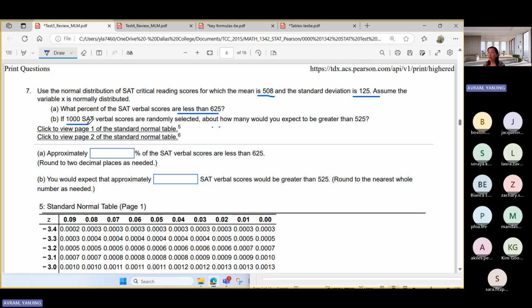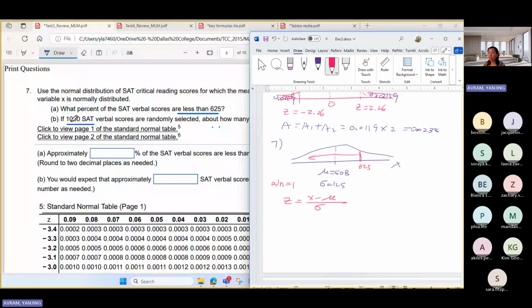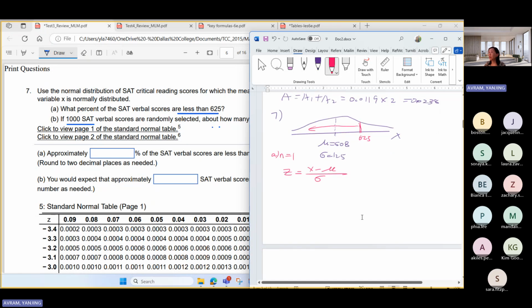You have 1,000 SAT verbal scores randomly selected. How many of them are expected to be greater than? Greater than will be the area to the right. So for the second one, n will be 1,000. The first one didn't tell you the n, and when it doesn't tell you the n, usually it's just 1. So n is 1, you don't have to divide by the square root of n. That's exactly how you calculate.